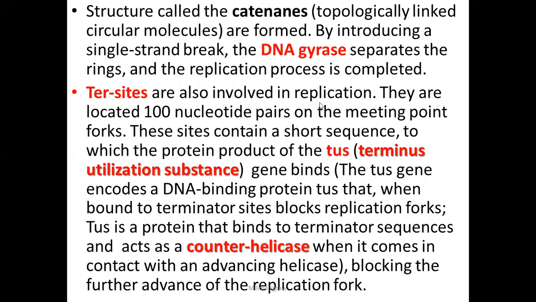Remember the structures which are called the catenins. These are simply topologically linked circular molecules. So remember, after DNA replication in these prokaryotes, they are going to be topologically linked. They are circular molecules, so they are going to be more like adjoined to each other. They'll be linked to each other. So these need to be broken down.